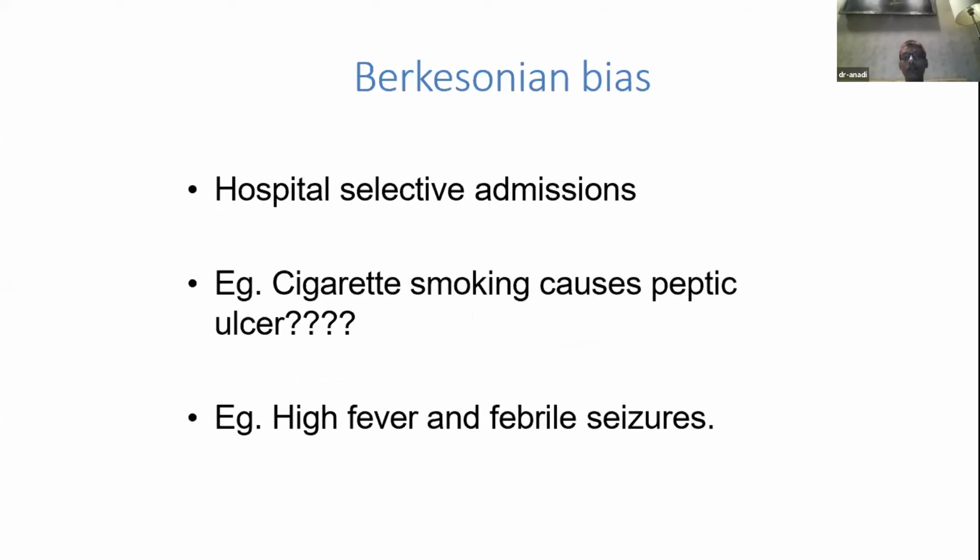Berksonian bias is hospital selective admission. For example, cigarette smoking causing peptic ulcers, or triple query, high fever and febrile seizures. These are Berksonian bias examples. So with this, we are closing the case control study. We are taking a 2-minute recess before the cohort study.